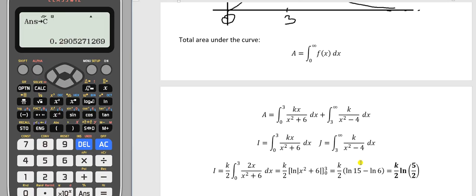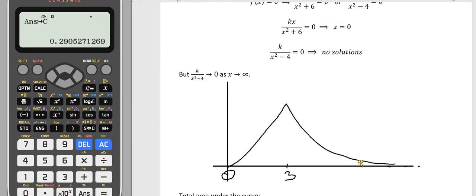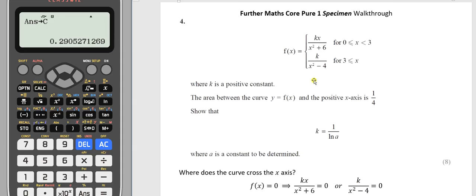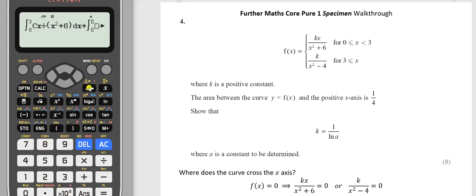What I want to do next is actually compute the two areas that we're interested in. We can't do it in one go because we'd have to define our piecewise function. But what we can do is integrate. It'll be c times x divided by x squared plus 6. Integrate that between 0 and 3. And then I can also integrate c over x squared minus 4. And that one I'll integrate between 3 and infinity.